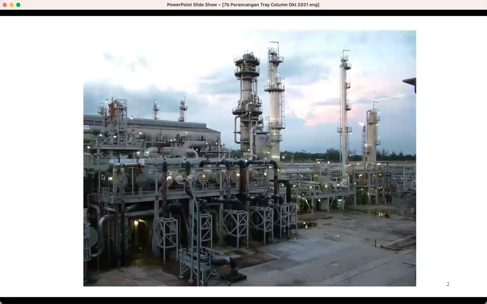Right, so this is a picture of the distillation column. You can see that there is the height and also there's some diameter on it. Usually a distillation column is quite tall, and each stage would appear around here.